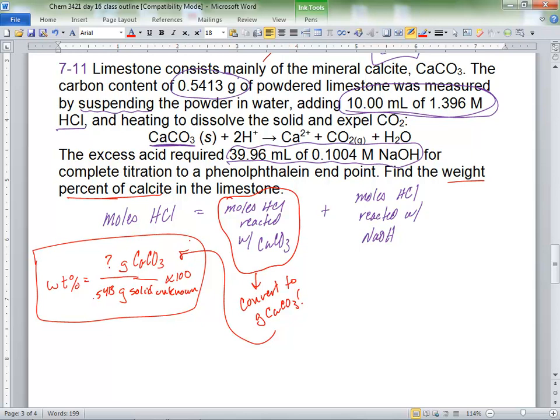So the total moles of HCl has to be in the question. The moles of HCl that reacted with NaOH has to be in the question. Do you see one of those? Jamie, do you see one of them? Yeah. There it is. Which one is that one? Good. Which one is this?